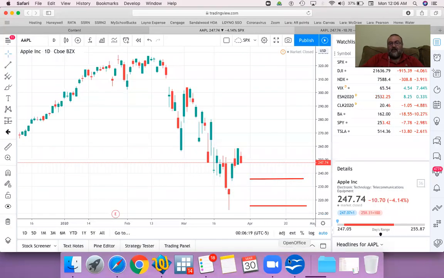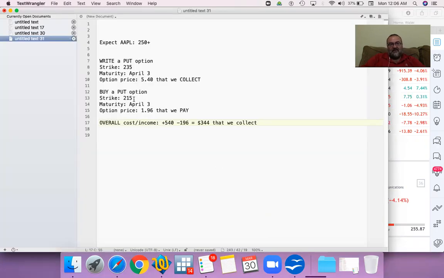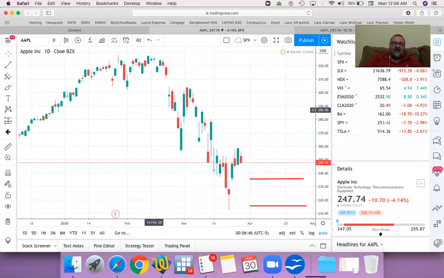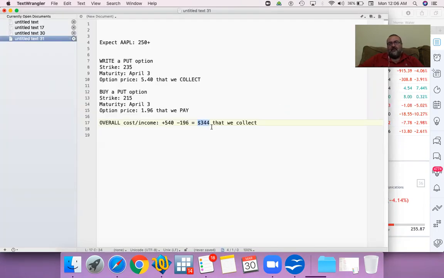What if it were to go down to $100? Something really bad happens at Apple, and then the price goes down to $100. We don't want to lose $13,500. So what we do is we buy ourselves insurance, a put option at $215, and we pay $196 for this insurance, and therefore overall we collect $344. So if Apple, as expected, continues to go up, then both of our options will be worthless by Friday's closing, and we get to keep our $344.